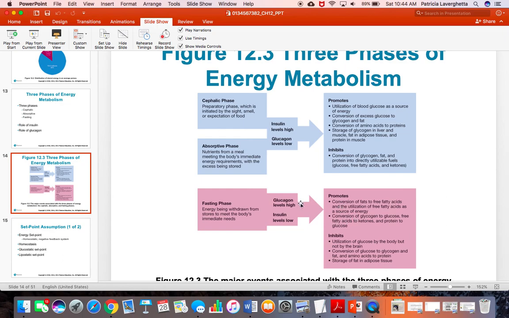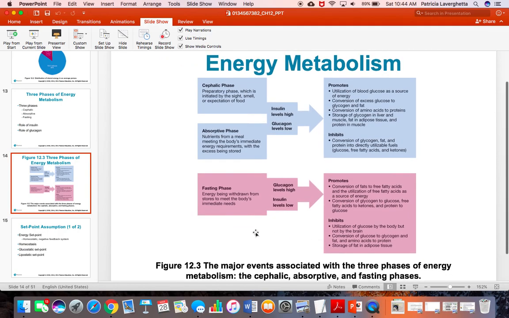You can see here, insulin tends to drop because you're not getting ready for eating at that point. But anyhow, you can look through all of this here.